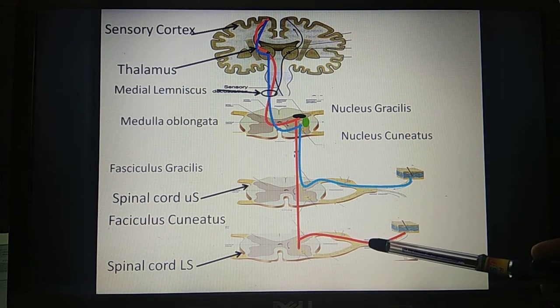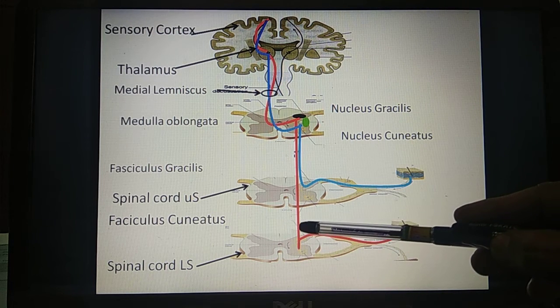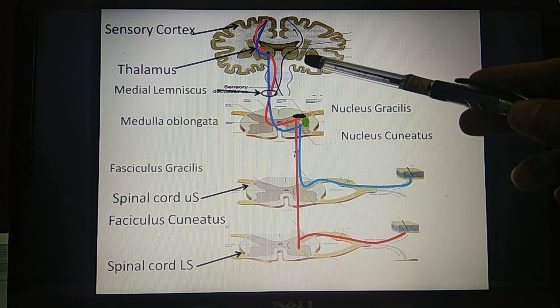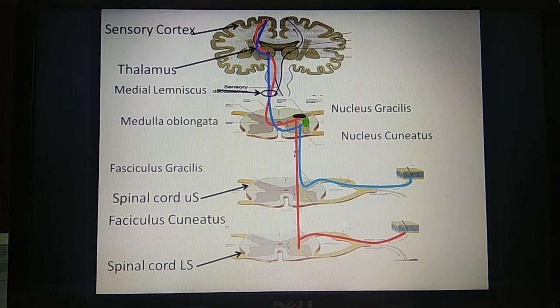Outside the spinal cord, they are called a nerve. Inside it is called a tract or fasciculus. Above it is called a lemniscus. Above that it is called a radiation. So it is nothing but a neuron with its axon.